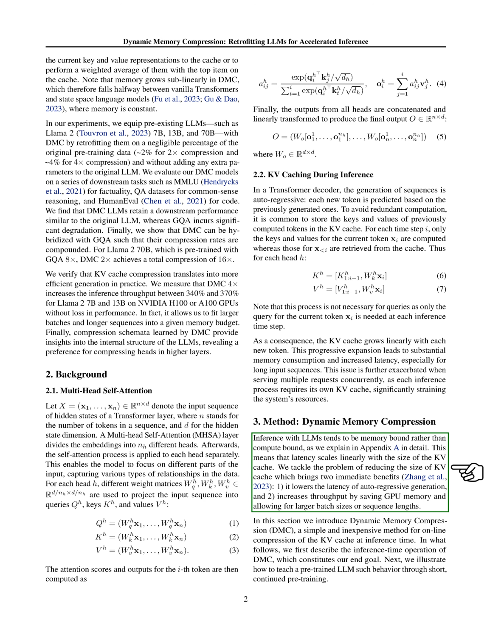Inference with large language models, LLMs, is often limited by memory rather than computation, meaning that latency increases with the size of the KV cache. By reducing the size of the KV cache, we can decrease the latency of generating sequences and improve throughput by saving GPU memory, allowing for larger batch sizes or sequence lengths. DMC is a simple and cost-effective method for compressing the KV cache during inference.